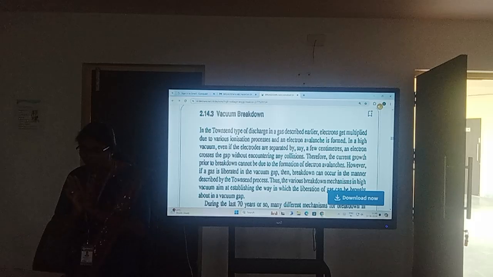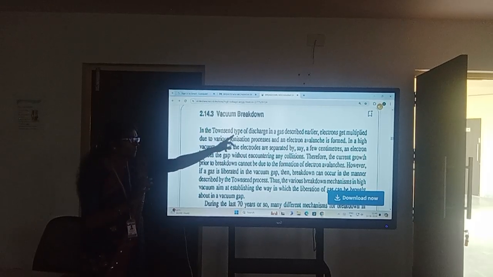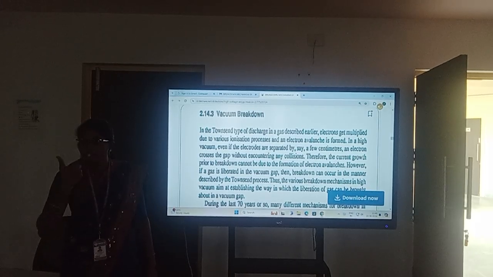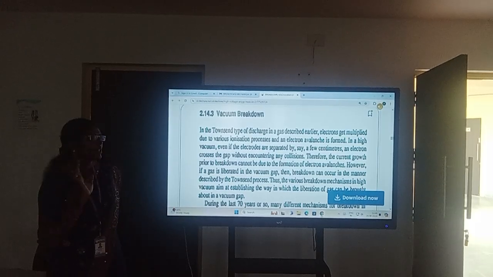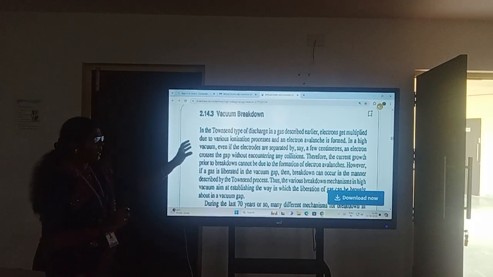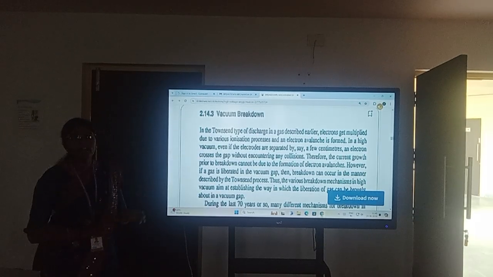Electrons are getting multiplied. This theory comes under what? This is the Townsend type of discharge. Okay, the term here is the Townsend type. What does it mean? It means electrons get multiplied during the process of ionization. That will come under the Townsend type. Okay, and what will happen is an electron avalanche will form.